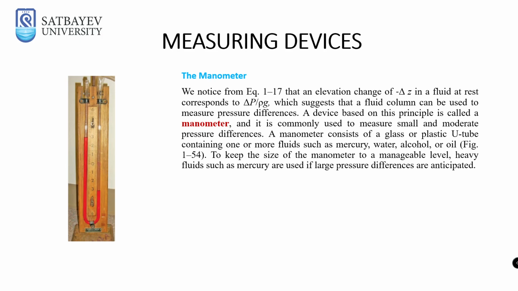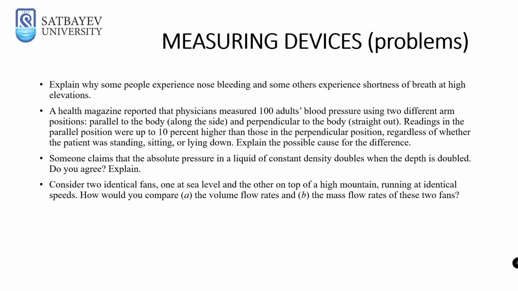A manometer consists of a glass or a plastic U-tube containing one or more fluids such as mercury, water, alcohol, or oil. To keep the size of the manometer at a manageable level, heavy fluids such as mercury are used if large pressure differences are anticipated.